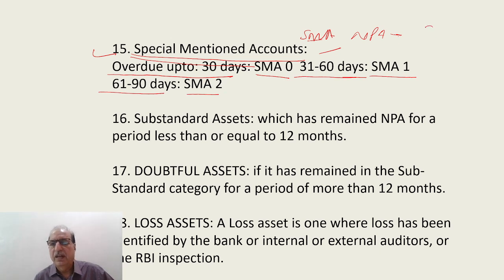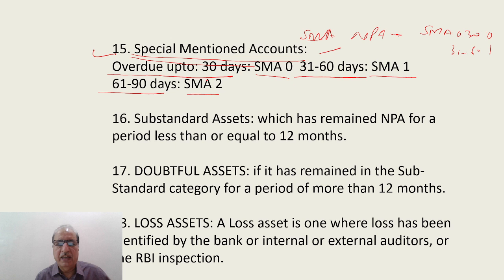So SMA 0 is 0 to 30 days, SMA 1 is 31 to 60 days, and then 61 to 90 days will become SMA 2. So are you clear about it? Special mention accounts. Now we are coming to the substandard assets.